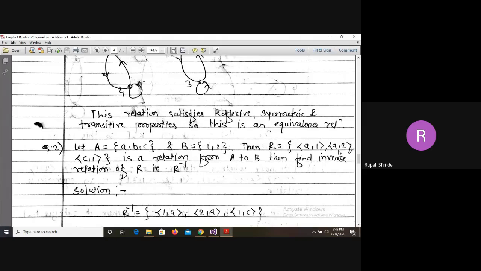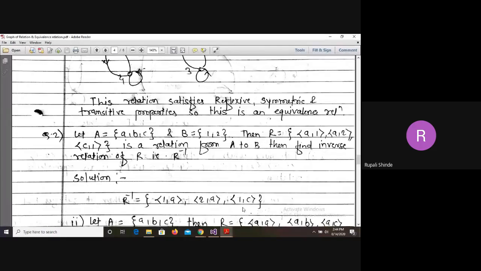Now the second ordered pair is (a, 2). So in R inverse we include the ordered pair (2, a). And for the third one, (c, 1), we write (1, c). So this is the R inverse for the given relation. You have to just interchange the position of elements in each and every ordered pair. That will give you R inverse.